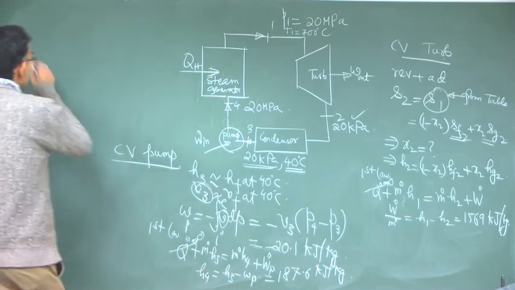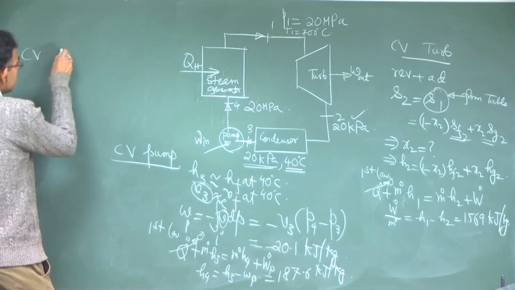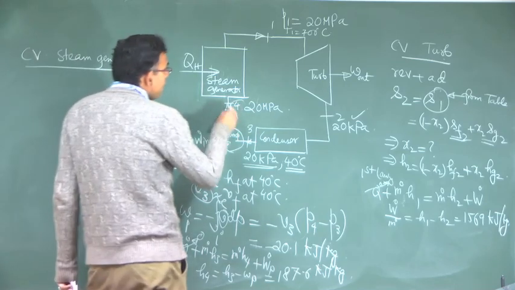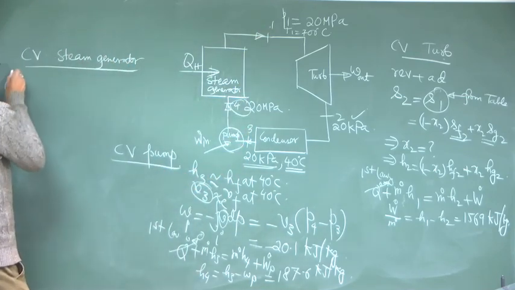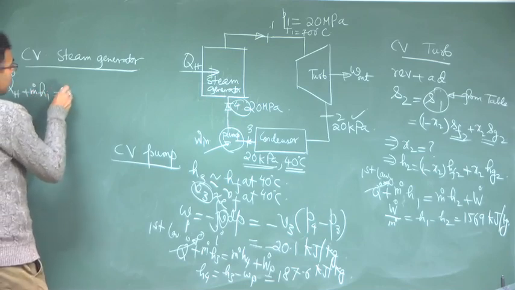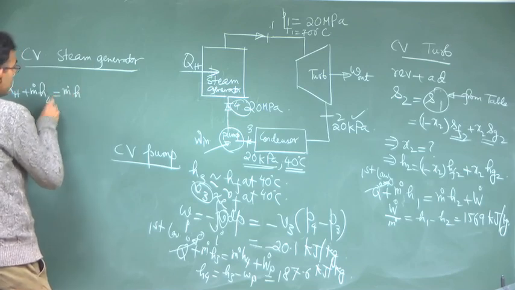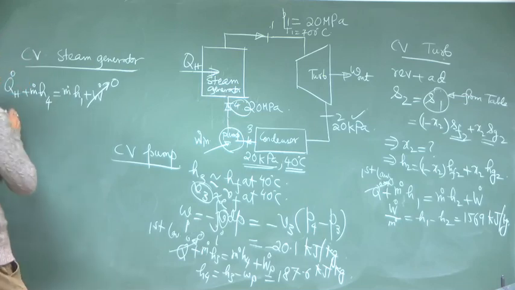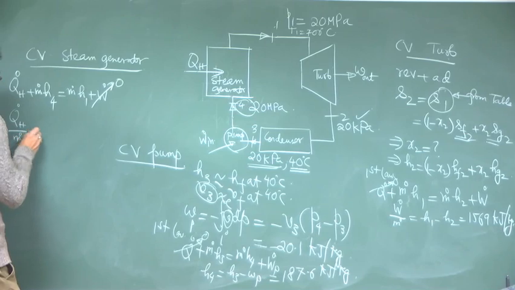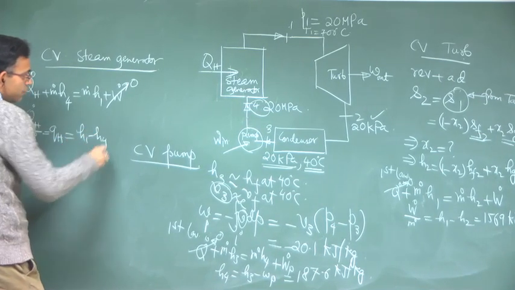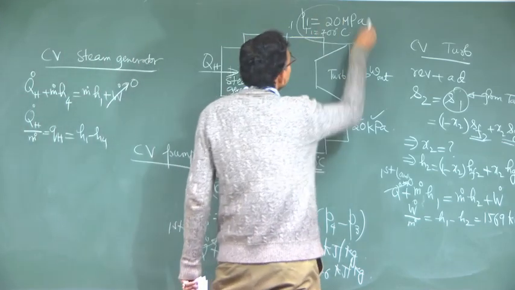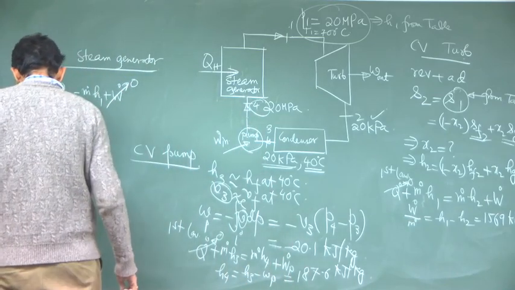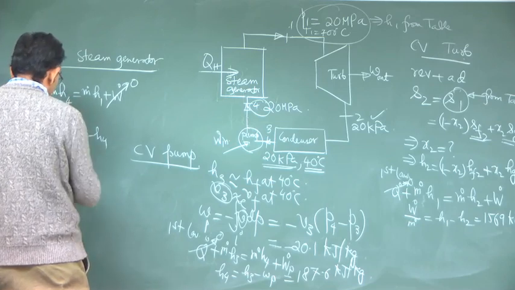Then you apply control volume for steam generator. So, you know enthalpy here, you know enthalpy here. So, Q dot H plus M dot H4 is equal to M dot H1. Your inlet is 4, exit is 1, work is 0 for boiler. So, Q dot H by M dot, this is the specific heat transfer to the boiler, that is H1 minus H4. So, P1 and T1 means you can get H1 from table. So, this is 3621.5 kilojoule per kg.